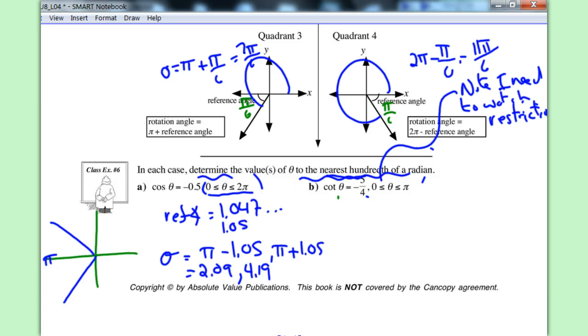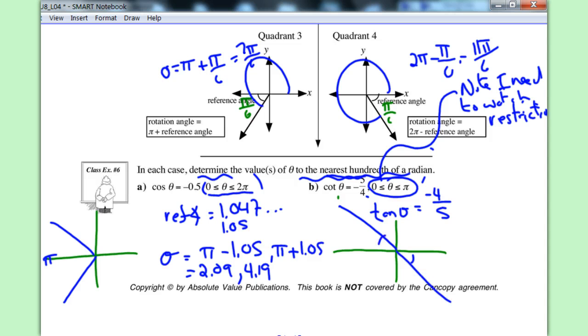And the next one, cotangent, is equal to minus 5 over 4. So that means that tangent theta is equal to minus 4 over 5. Now notice that the restriction is between 0 and pi. Fair enough. I'm going to do my CAST rule. This goes in quadrants where tangent is negative, and the only places that tangent is negative is in quadrant 2 and in quadrant 4.